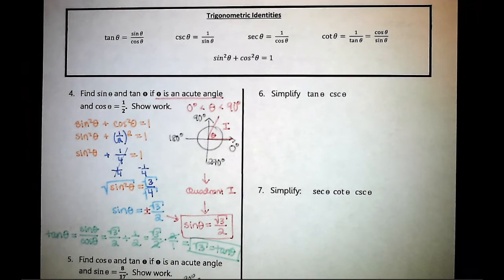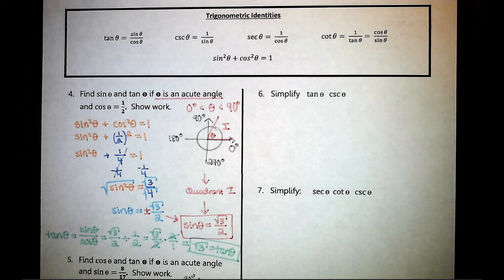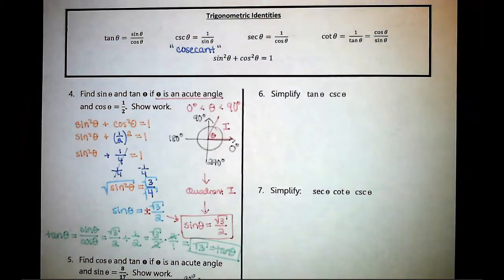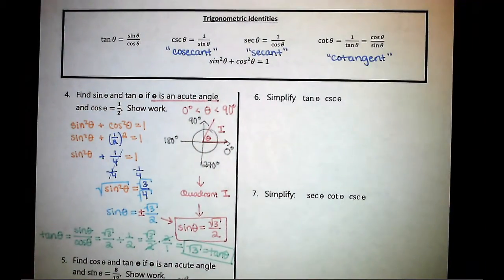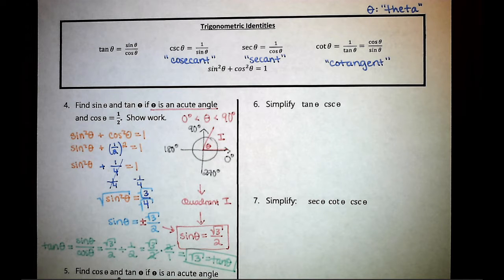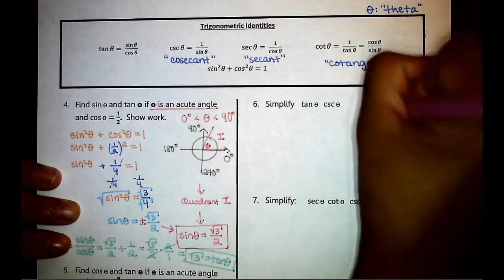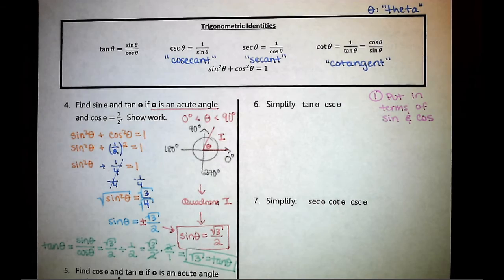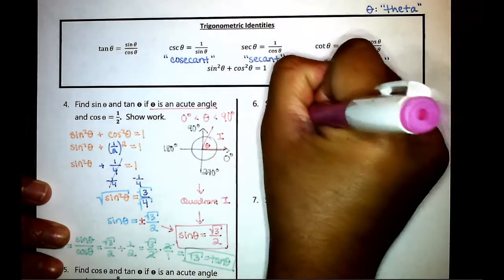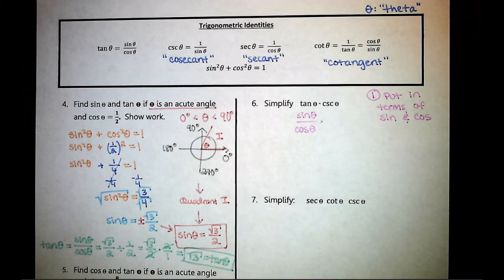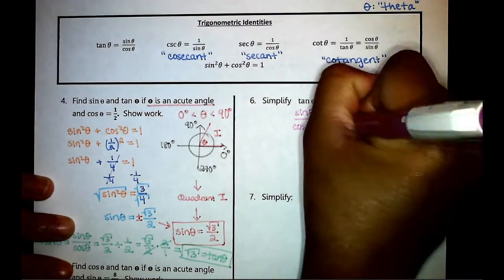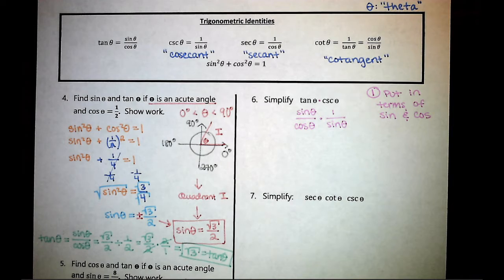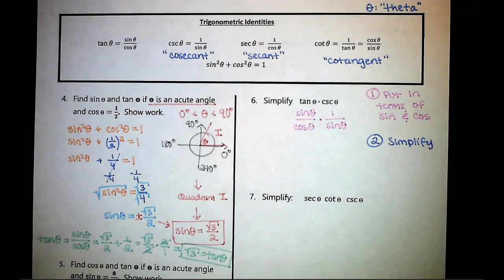Alright, this is where we're going to introduce the rest of our trigonometric identities. These are cosecant, secant, and cotangent. We're going to use these to simplify these expressions. The first step is to put everything in terms of sine and cosine. We're going to use our trigonometric identities to do this. For instance, we could write tan as sine over cosine. And then we're multiplying by cosecant. Cosecant we could write as 1 over sine theta. The reason we do this is it makes the next step, which is simplifying, easier.